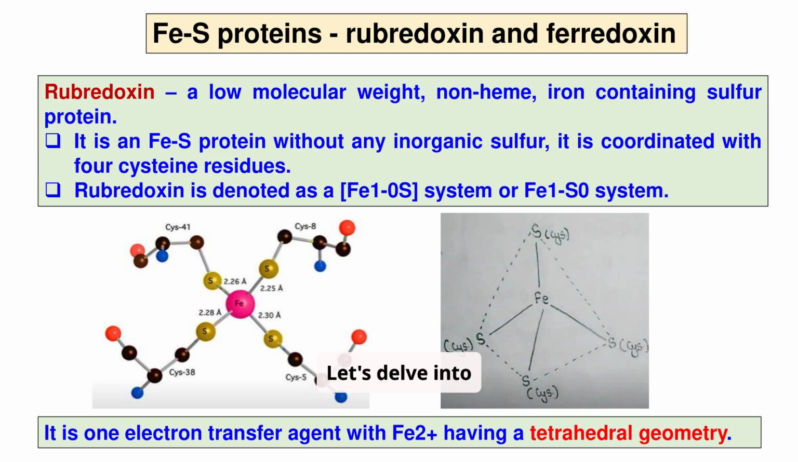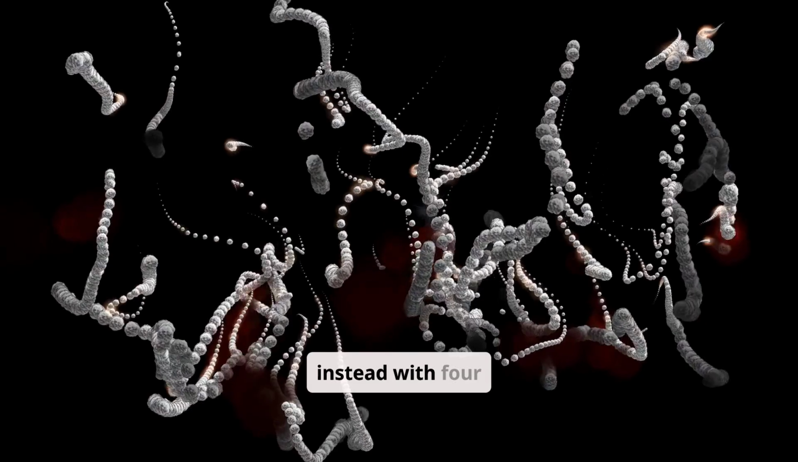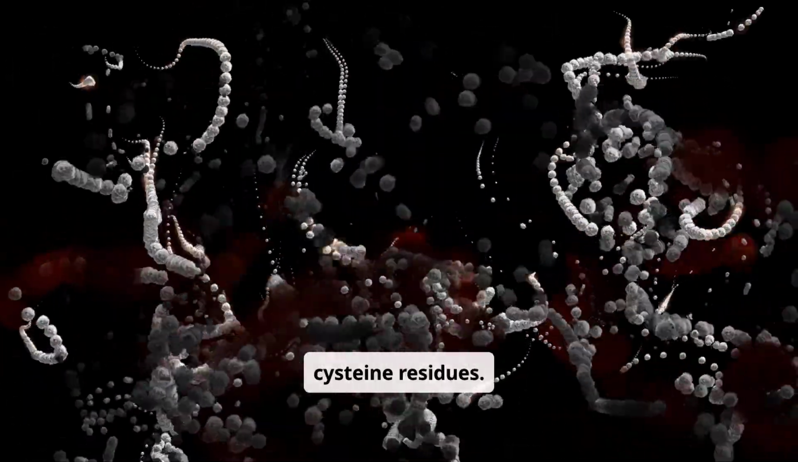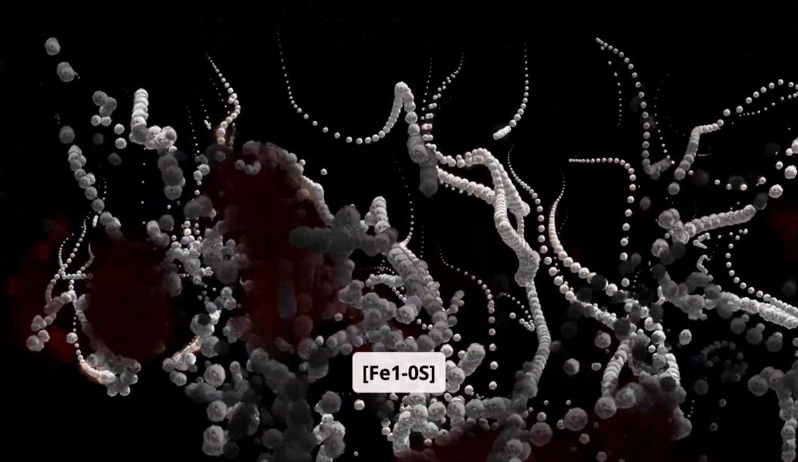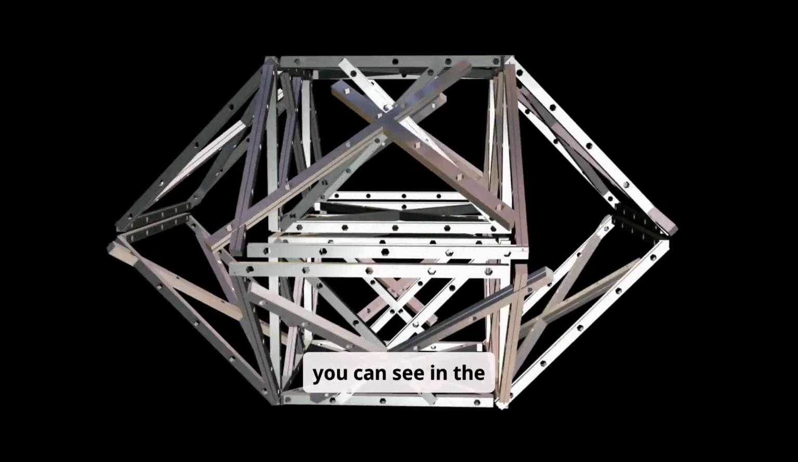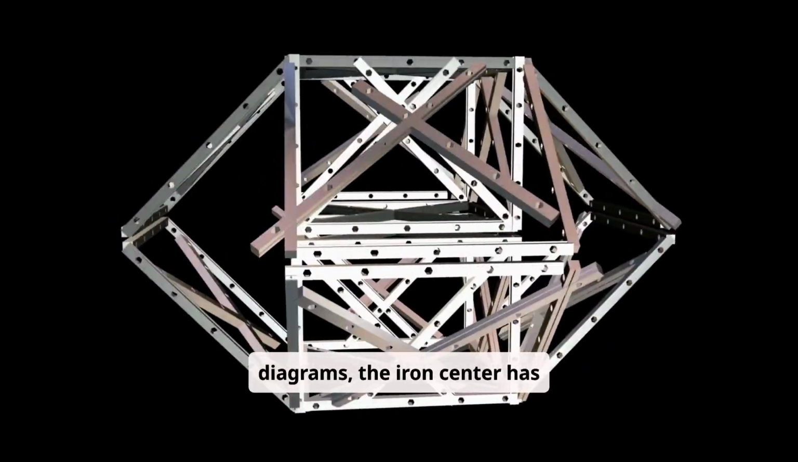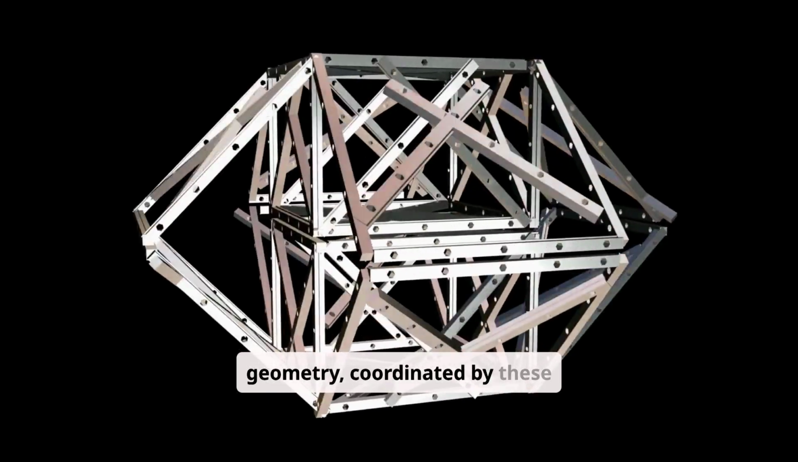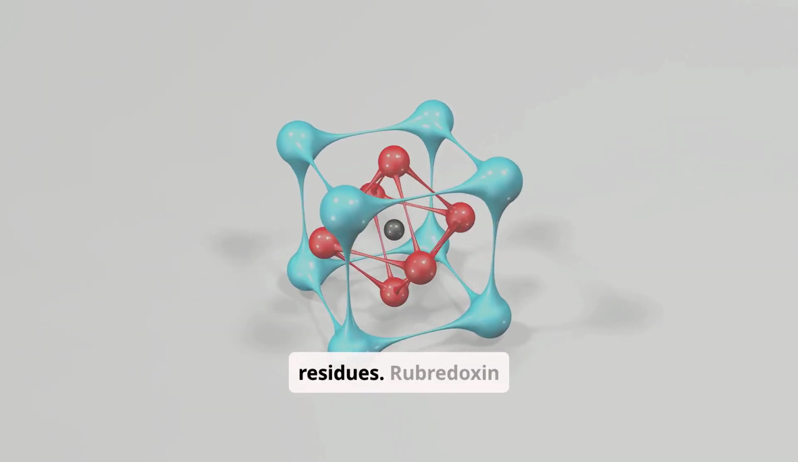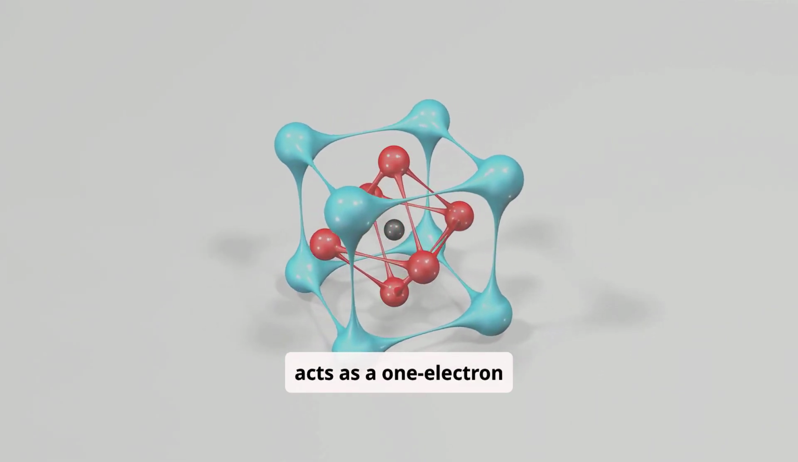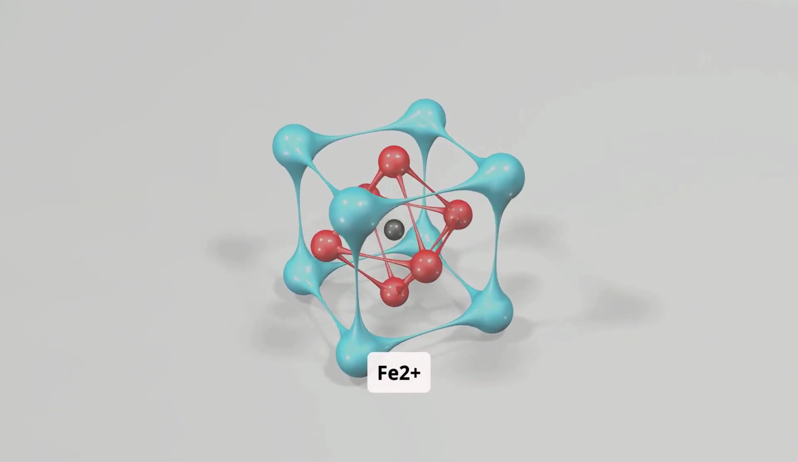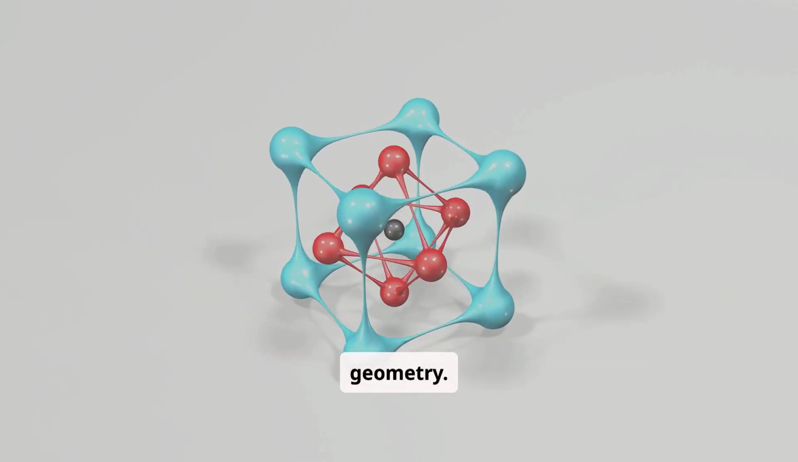Let's delve into rubredoxin, a low molecular weight, non-heme, iron-containing sulfur protein. It's unique as an Fe-S protein without any inorganic sulfur, coordinated instead with 4 cysteine residues. We denote it as a Fe1S0 system. As you can see in the diagrams, the iron center has a tetrahedral geometry, coordinated by these 4 cysteine residues. Rubredoxin acts as a one-electron transfer agent, with Fe2+ maintaining this tetrahedral geometry.